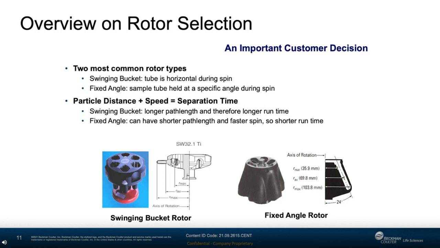Fixed angle rotors hold the tube at a set angle from vertical. Particles move outward diagonally across the tube, hit the outside wall, slide down and are collected at the bottom outside of the tube. Travel distance is less, so run times are less. And fixed angle rotors are more stable, so they can be spun faster, which decreases run times even more.